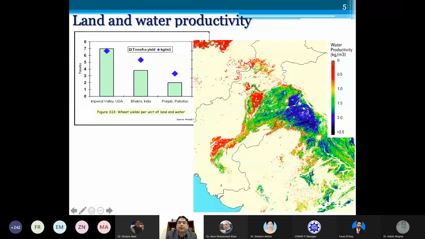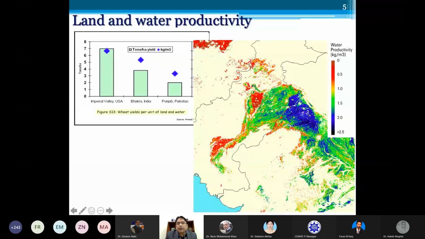This is the wheat area, that is, where wheat is being grown in Pakistan as well as on the Indian side. And here you can see that specifically in the Indian Punjab and Haryana states, the water productivity as far as wheat is concerned is very high. But when you come back to Pakistan, in some areas we have high water productivity, but most of the time the water productivity is lower.